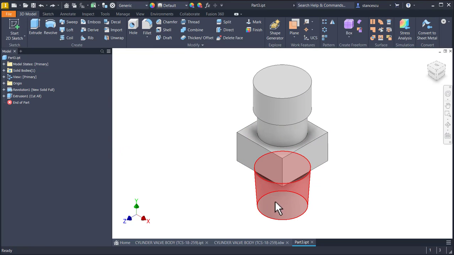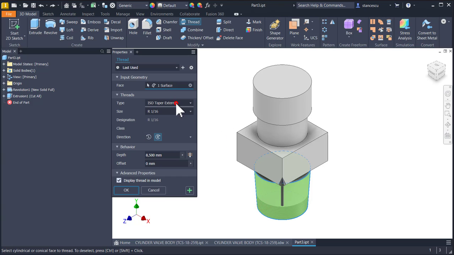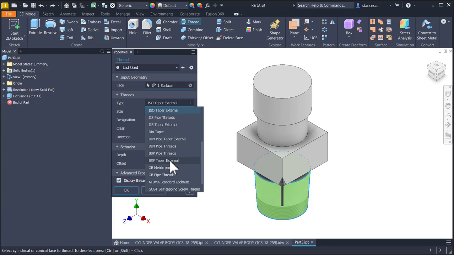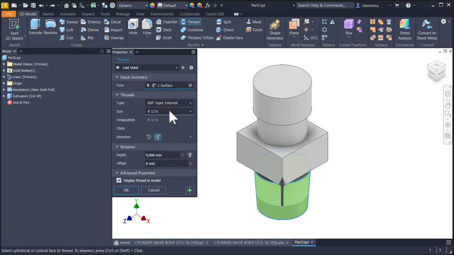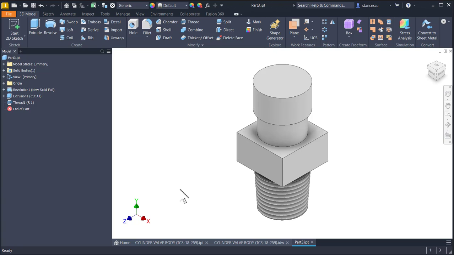Okay, we continue with the thread for this conical face. Thread, select surface, BSP, taper external, R1, and the direction is down, not up. Okay, this is the result.